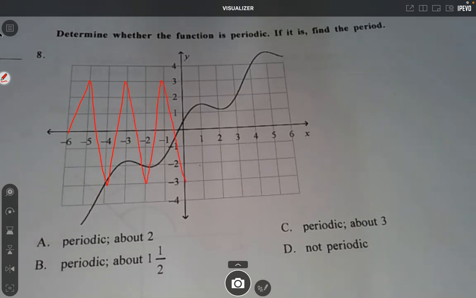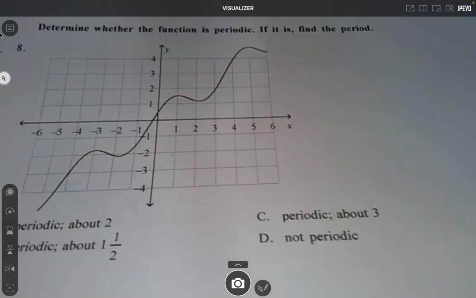See how it's going to the same numbers every time? Okay, is this a periodic function? No, it never comes back down to the number. It doesn't repeat itself. So that one is just not periodic. So 8 is D.